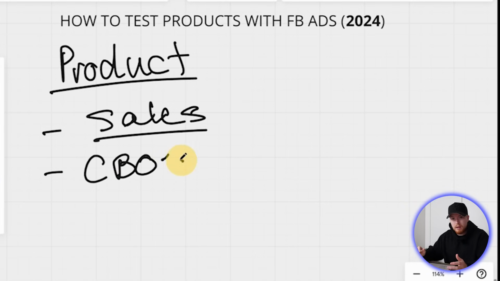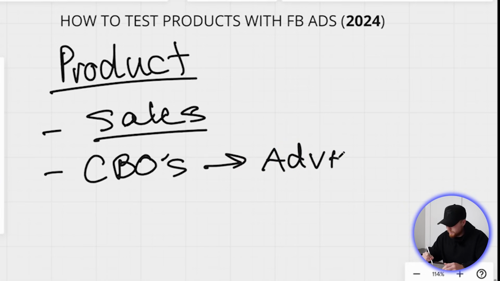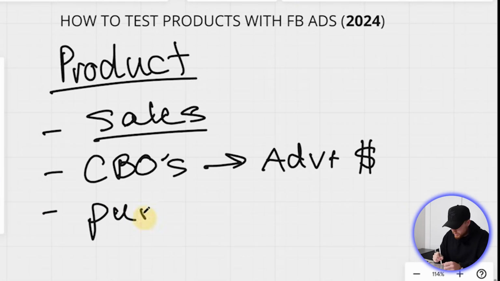Now you can work with ABOs. I only work with CBOs, so that's what I'm showing you here. So CBO specifically, or as it's called now, Advantage Plus budget. So you're going to turn on that CBO and run the budget at the campaign level. So the next thing is that you always want to be optimizing for purchases.